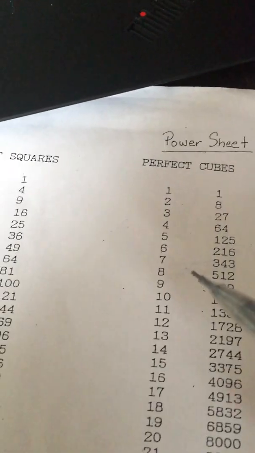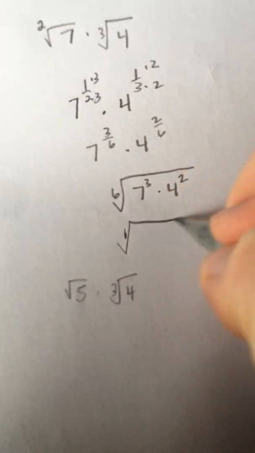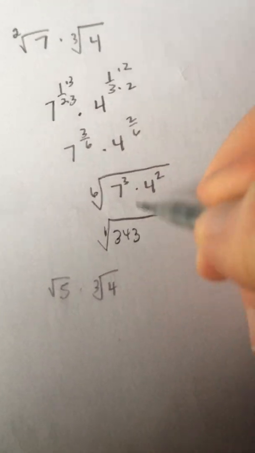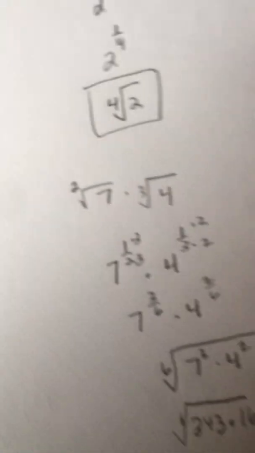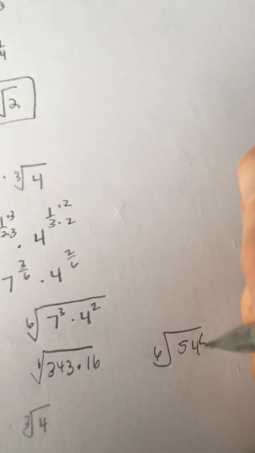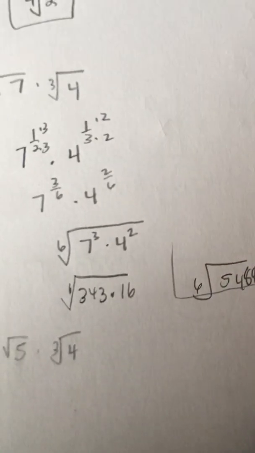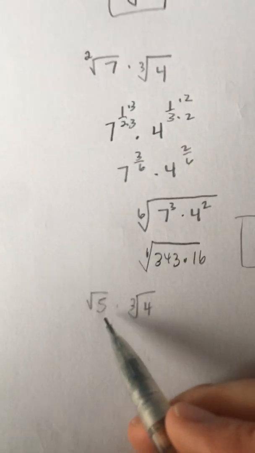7 cubed is 343. So the 6th root of 343, I'm just going to double check that. Yep, times 4 squared, 4 times 4 is 16. And then we could just use the calculator. That's pretty big. 343 times 16. And then I'd have the 6th root of 5,488. Final answer.